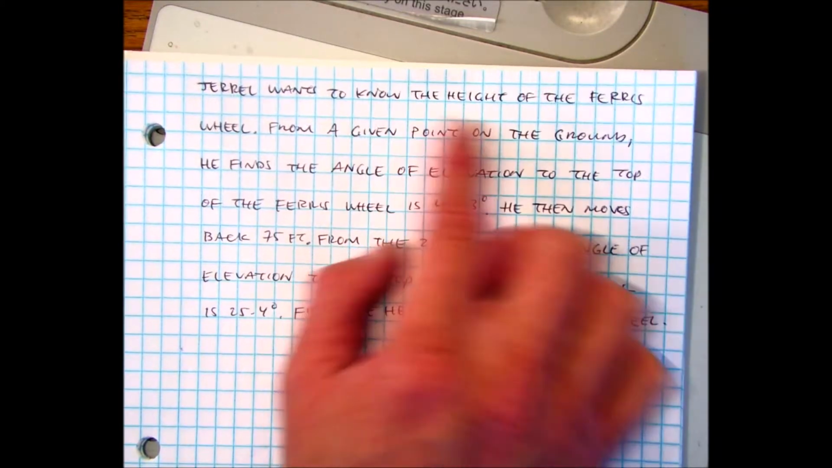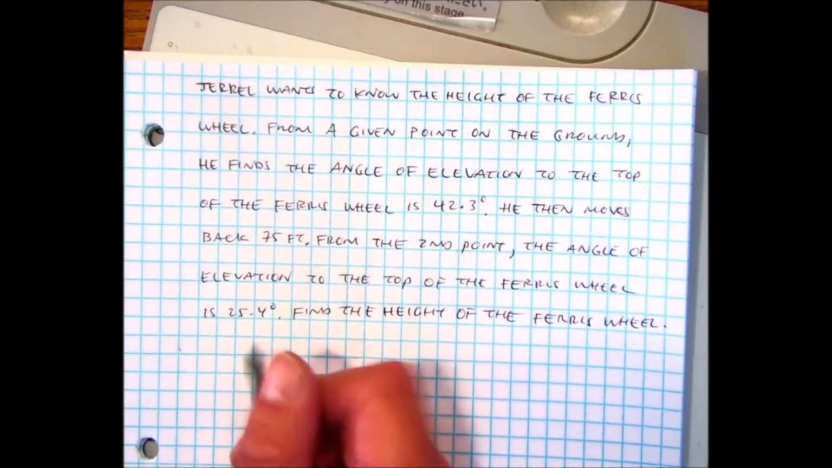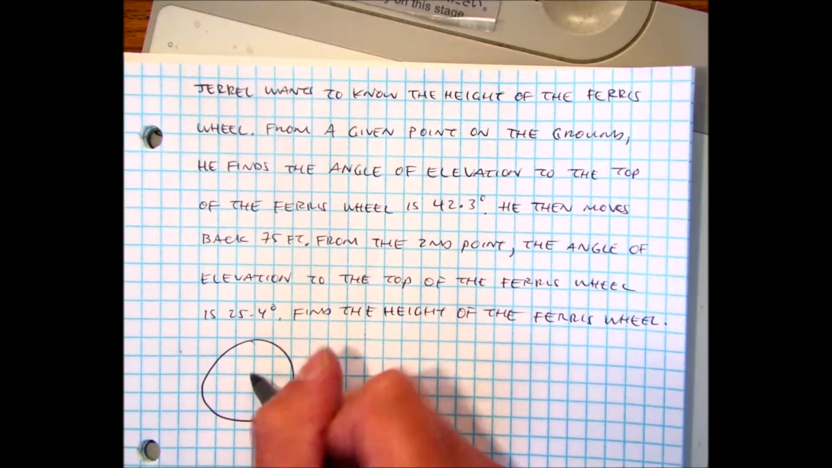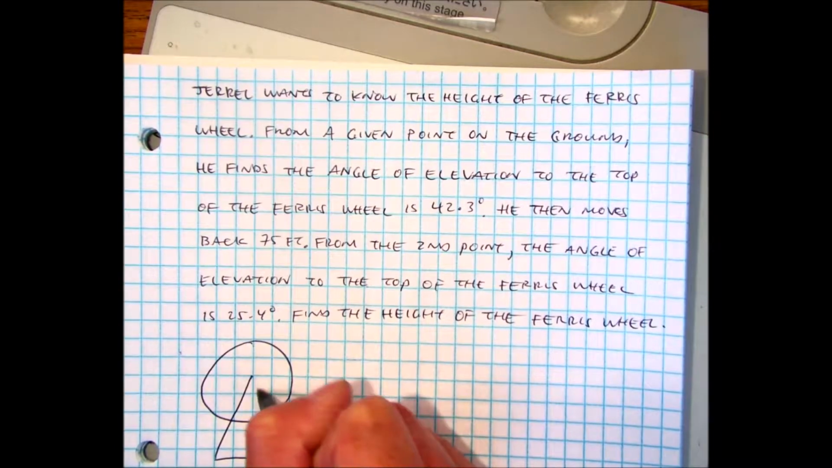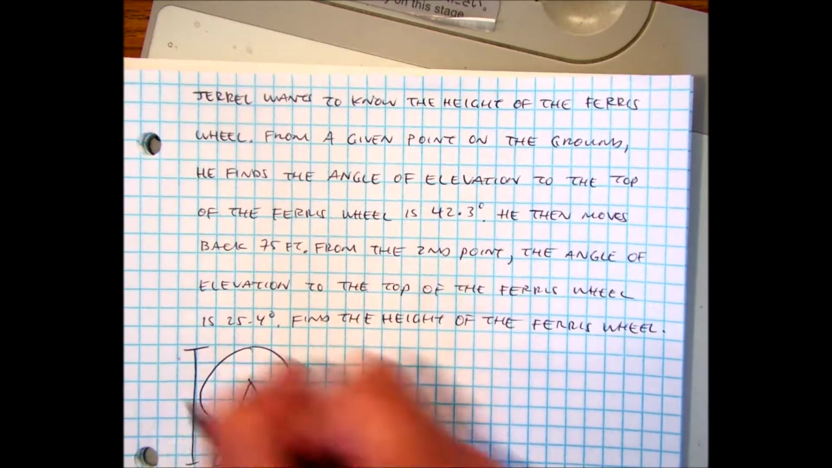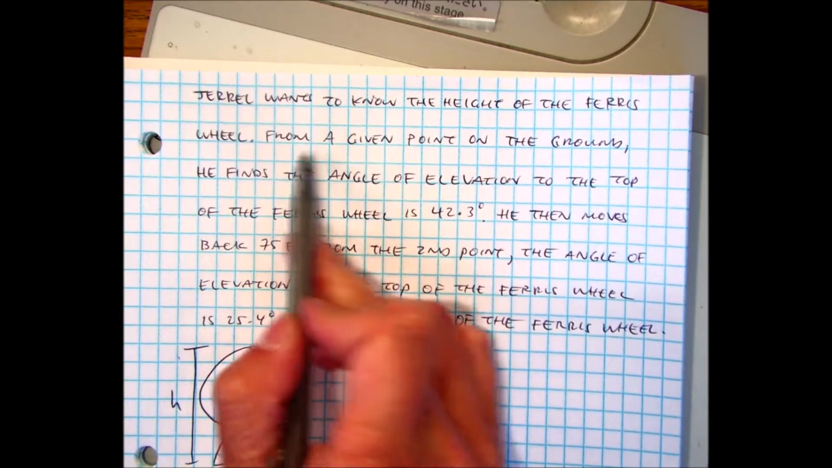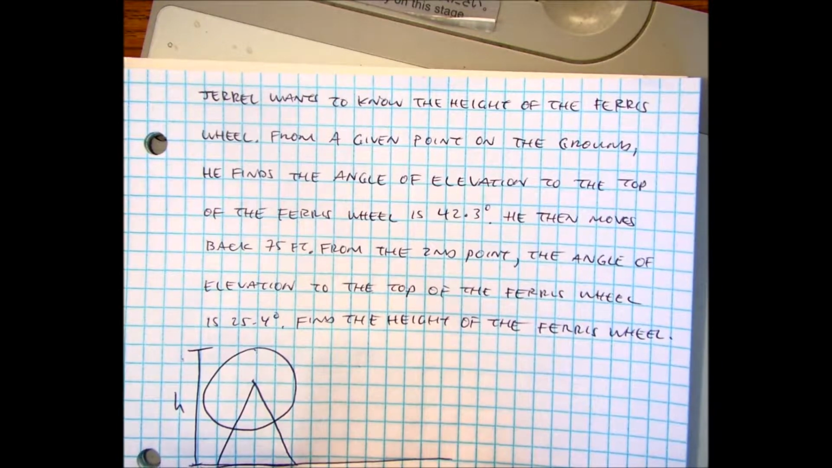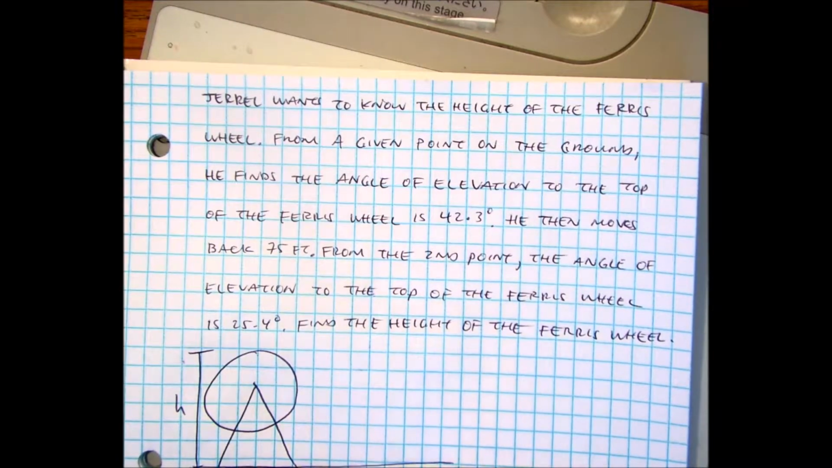Jarrell wants to know the height of the Ferris wheel. Let's go and draw a Ferris wheel. So he wants to know h from a given point on the ground. So here's my ground. You can even label it ground. It's helpful.